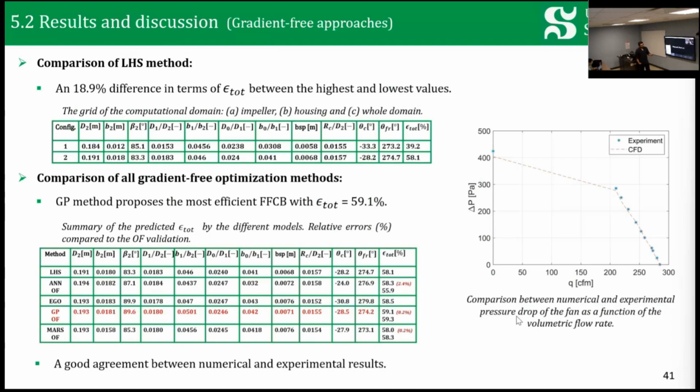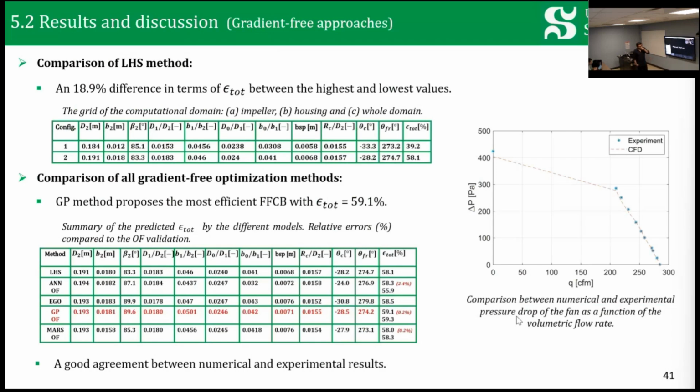And after that, you can see the highest efficiency obtained from different optimization methods. The Gaussian process, which is a surrogate model, shows the highest efficiency, and the result is validated against the CFD model, and it shows around a 0.2% difference.